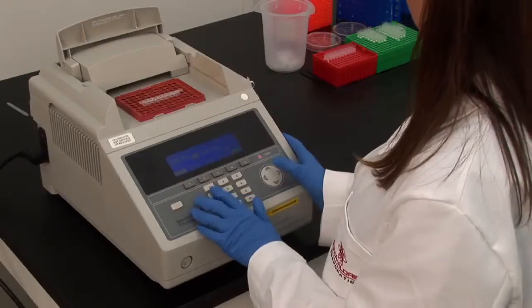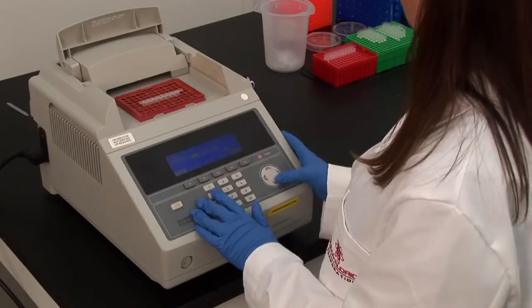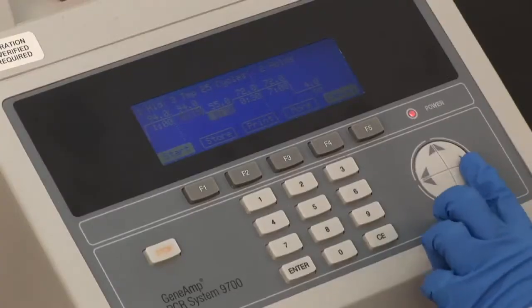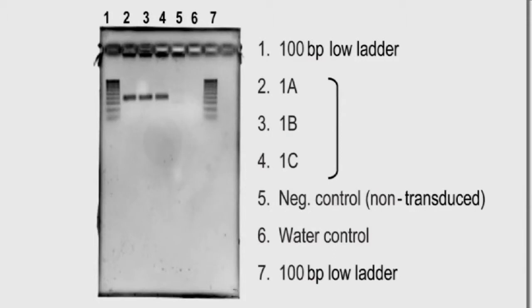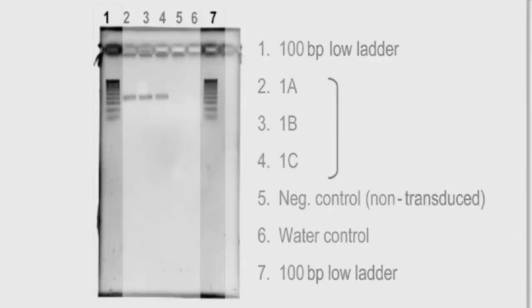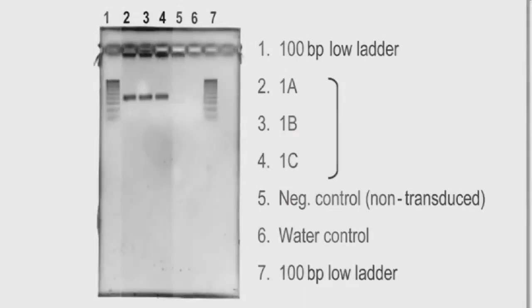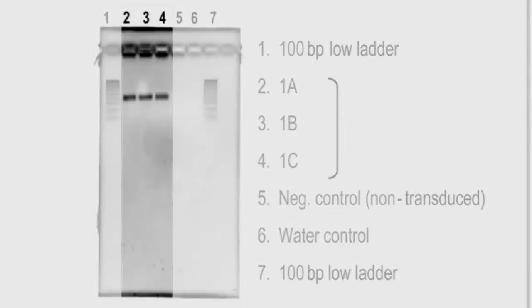Save the PCR program listed in the written protocol into the thermocycler and perform target amplification. Once the cycle is complete, combine 3 microliters of each PCR reaction with 1 microliter of dye and electrophorese alongside a 100 base pair low ladder on a 1% agarose gel to confirm the presence of a 309 base pair amplicon.